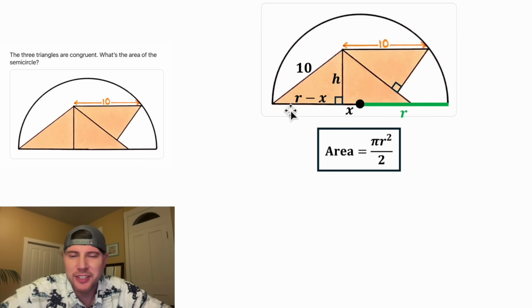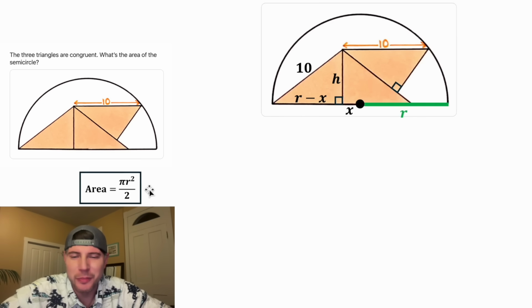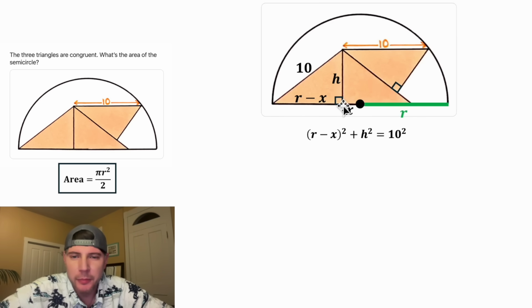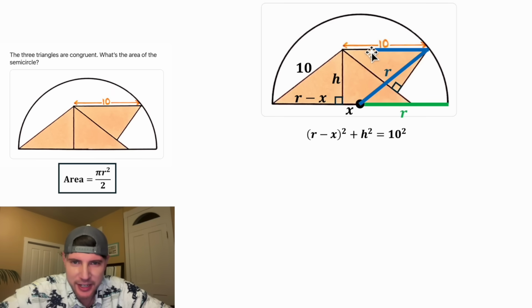Now we have three sides of a right triangle. Let's do the Pythagorean theorem. It'll be r minus x squared plus h squared equals 10 squared. And now let's try to find another triangle. Let's draw this radius here and call it r. And then let's draw this side to here so that we can draw this side perpendicular to this side. And now we got another nice looking right triangle here.